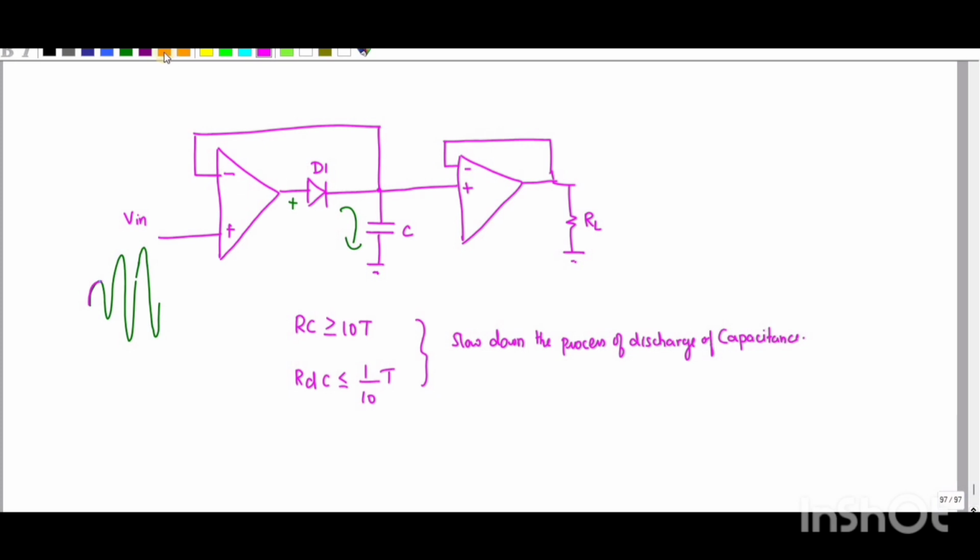Consider there is one more problem. This is the first problem, and the second problem is, whenever the input goes low, this value becomes VP. This value is VP now, and this diode is open circuited, right? This diode gets open circuited.